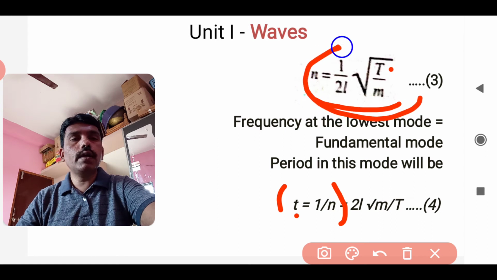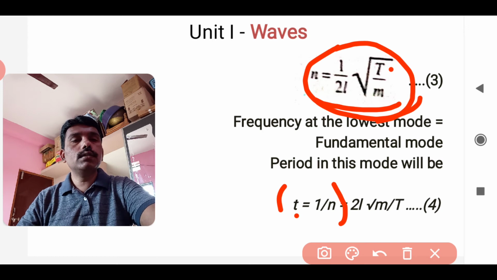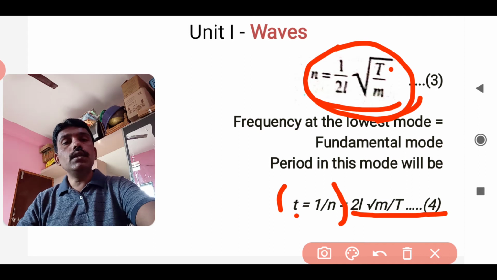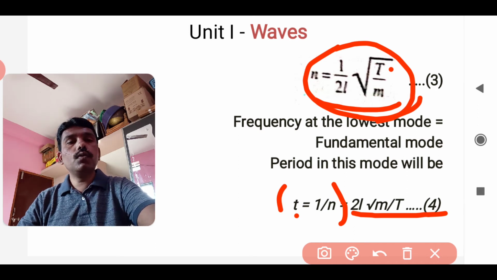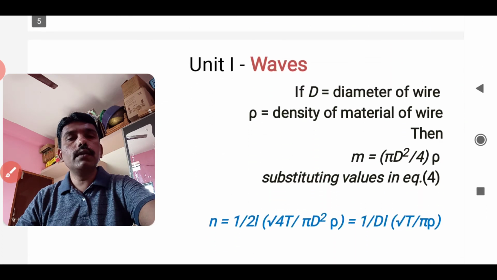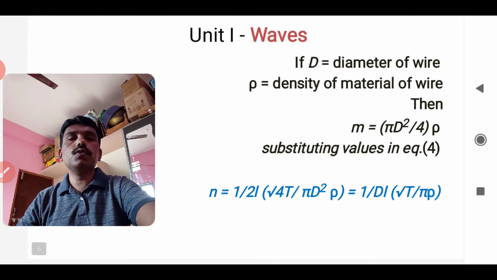If I put these values for t, then this will go upside and it will become twice pi, and under root of m by t will be there. So this is how I will get the new relation for the time period as far as the string is concerned. So here T is nothing but twice L under root of m by t. Again, if we go into detail, according to what type of material you are using, this T or the frequency is also going to change.